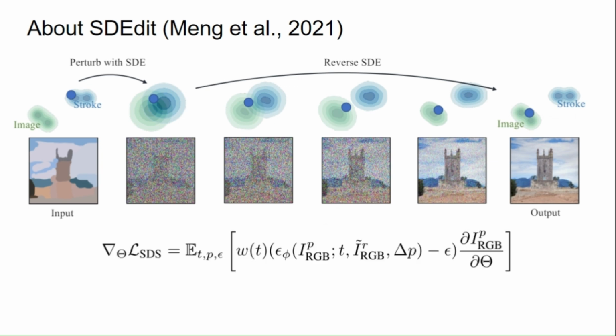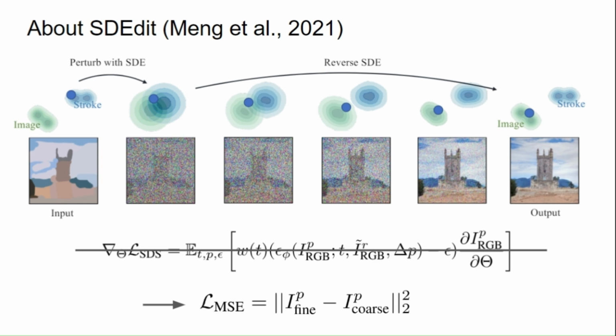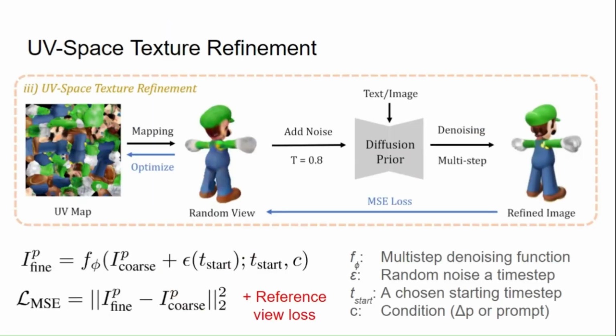So instead of using SDS, they would try to use a more direct way, which is for each viewing pose, they generate a refined image using this SD-edit method, and then directly calculate MSE loss from it. Okay, so this is the entire texture refinement process. Again, given a random view, we use the SD-edit method to generate a refined image, and then we calculate the loss to refine the texture map.